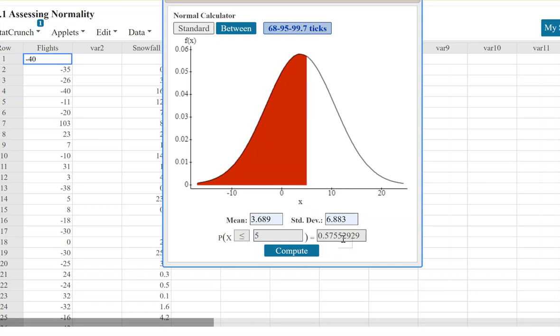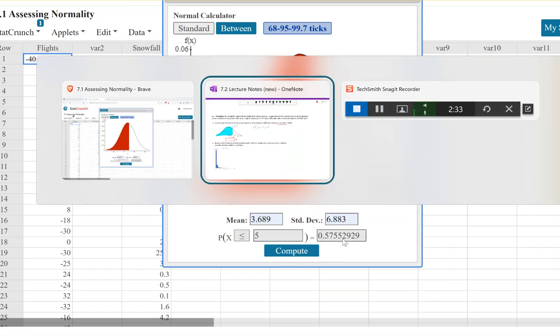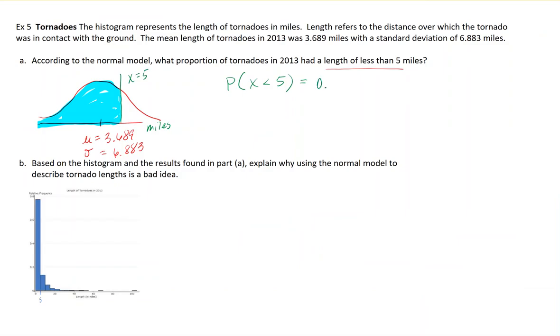0.5755. Okay, so the area under that curve is representing 0.5755. Interpreting this, we would say that the proportion of tornadoes that were on the ground for less than 5 miles was 0.5755. Or the percentage of tornadoes that were on the ground for less than 5 miles is approximately 57 or 58%.